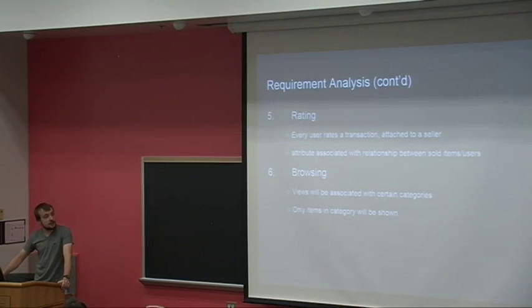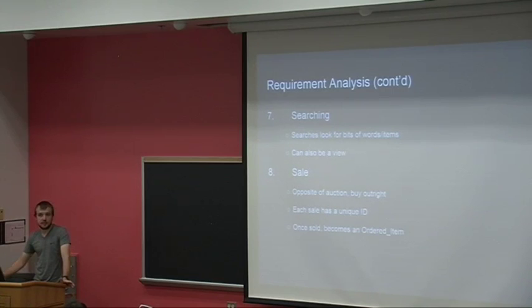Browsing is pretty straightforward as well. This is going to be kind of like a view of all the items that match a certain category or a certain price, stuff like that. It will allow users to browse items specifically. Searching is kind of like what we all know today. You put in a keyword or maybe a description, and then our database will spit back an item or items that fit that description.